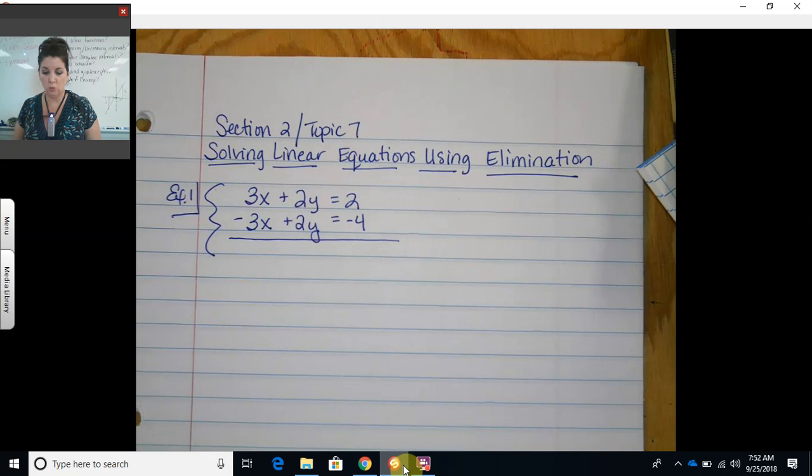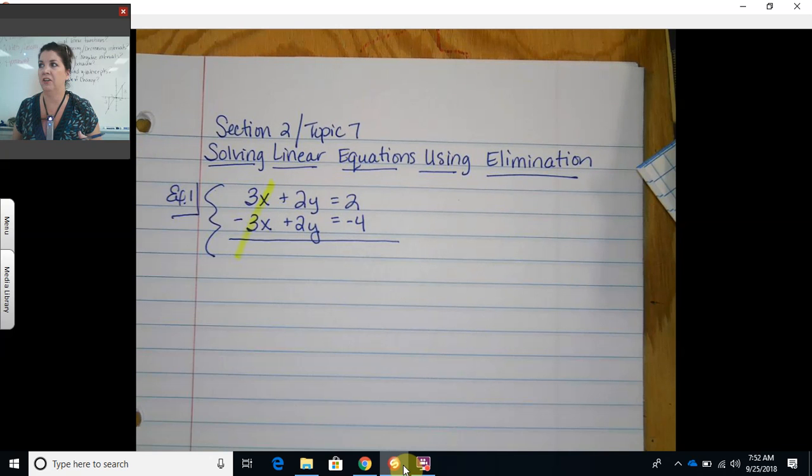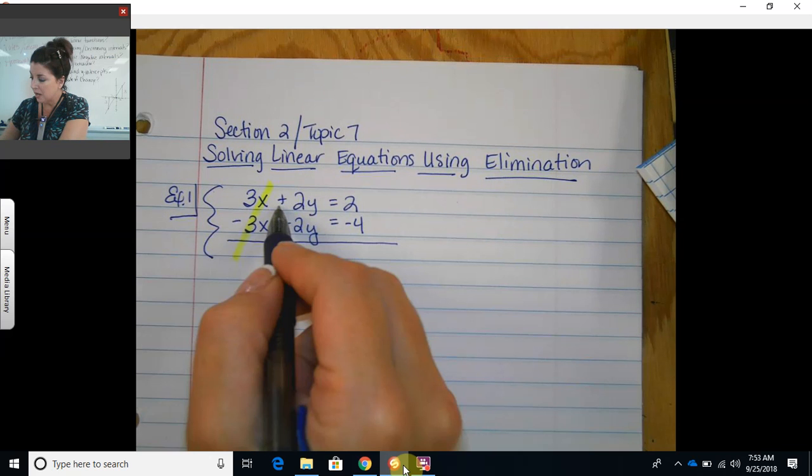X's, right? 3x minus 3x is 0. So we say they eliminated. When this happens, this is like best case scenario for using elimination. When that happens, this is the method you want to use. It's the easiest. So just thinking about combining the two equations together, whatever the signs are, what's a positive 2y and a positive 2y?